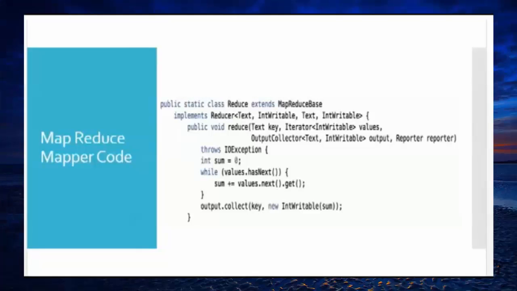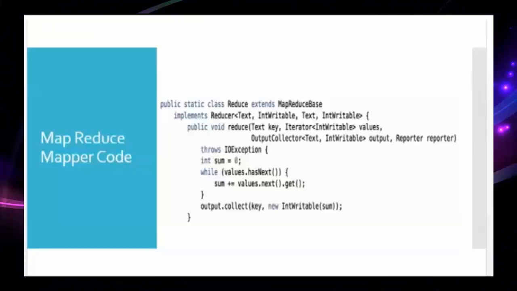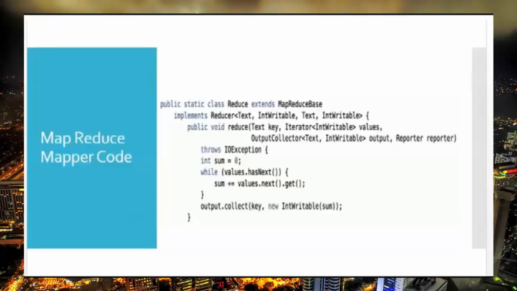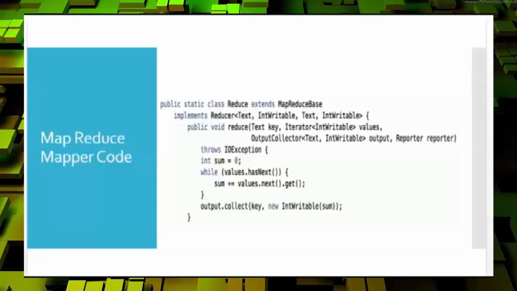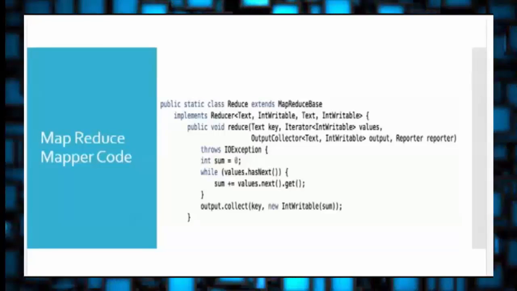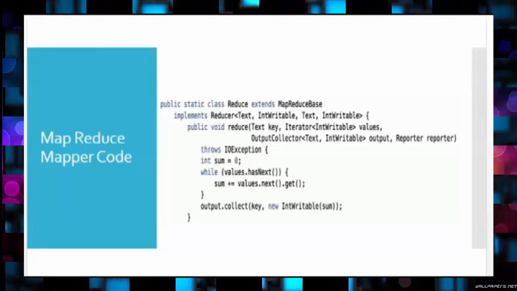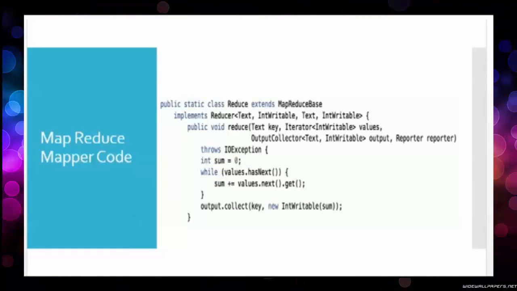It creates a variable called sum with an initial value of 0, and then we have a while loop. So we look at the values and we run the hasNext method. Then we take the sum value and we plus-equal, which is sum plus values.next.get, and add it to the sum. And then we pass to the output collector collect the key and a new IntWritable of the sum. So what that means in English is we're aggregating, or counting up, the number of words of each type.